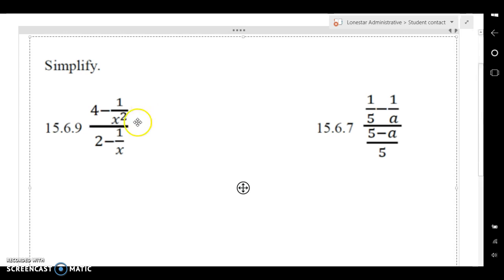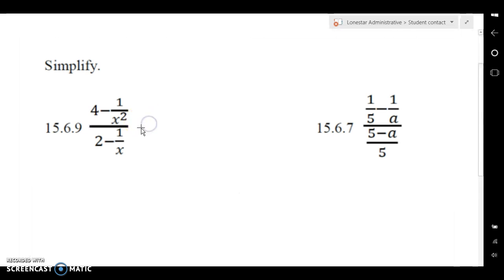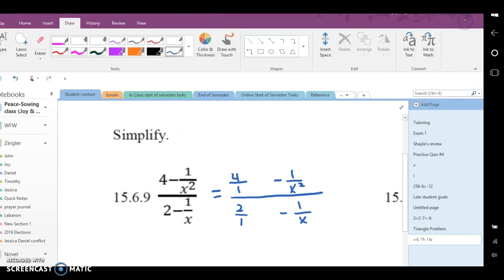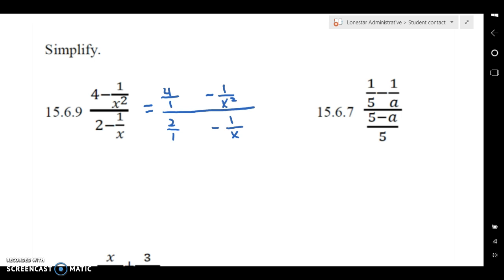So we're going to rewrite the numerator as 4 over 1 minus 1 over x squared, and 2 over 1 minus 1 over x. The reason I left space there is we need to multiply the 4 over 1 times x squared over x squared so that it can have the same denominator as 1 over x squared. In the denominator, we need to multiply 2 over 1 by x over x for the same reason.